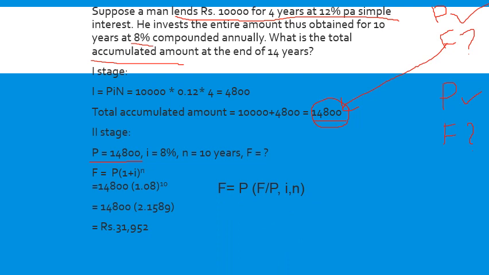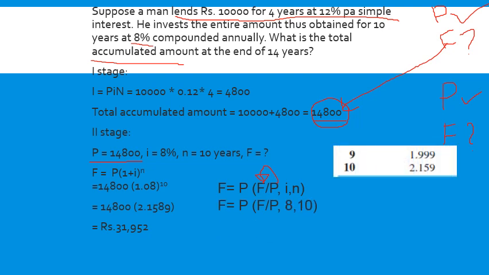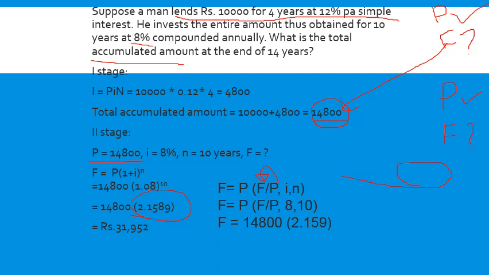Let us solve the same problem using factor tables. F is equal to P multiplied by F by P comma I comma N. F is unknown, P is known to me, so I am converting this P into F. Substitute the values. From here, the first column is always F by P. For 10th year, you can get it as, see here, 2.159. Exact value is 2.1589. The approximate value from the tables is 2.159. When you substitute that, you will get the answer as 31,953. Just 1 rupee difference. That is quite acceptable.